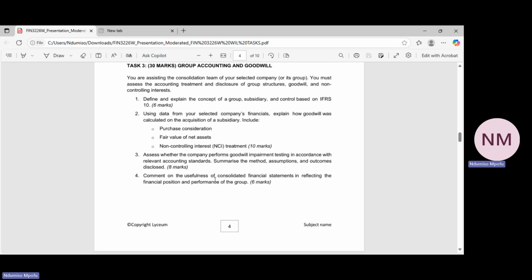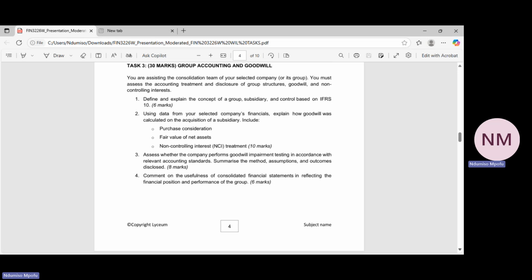Then lastly, comment on the usefulness of consolidated financial statements in reflecting the financial position and performance of the group. This is another question that you can research. Please don't get stuck, because all these questions you can research. But the key is that after researching, do not just take the answers as they are. Try to link them to your financial statements. If you have presented financial statements for Shoprite, whatever explanation you give, just link it to the financial statements that you submitted, because your marker will compare whatever you present to what was submitted. So that was the last task, task 3.